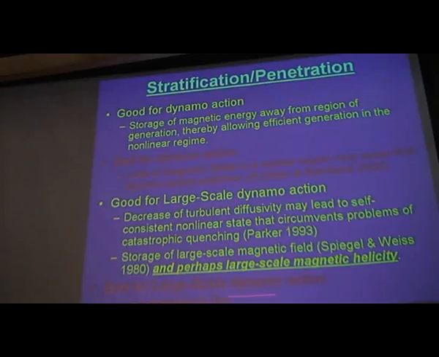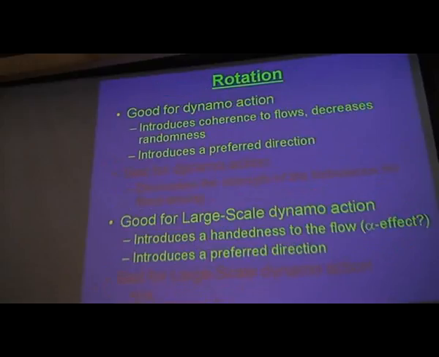You could argue, again, that it's bad for large-scale dynamo action because you're losing some of the magnetic flux, and then you have to get it back somehow. Maybe magnetic buoyancy provides a natural way to do that. So rotation, people can argue it's good for dynamo action because it introduces coherence to the flows, decreases the randomness if you're worried about the randomness. It does introduce a preferred direction, which may help. It may lead to coherent structures aligned with the rotation.